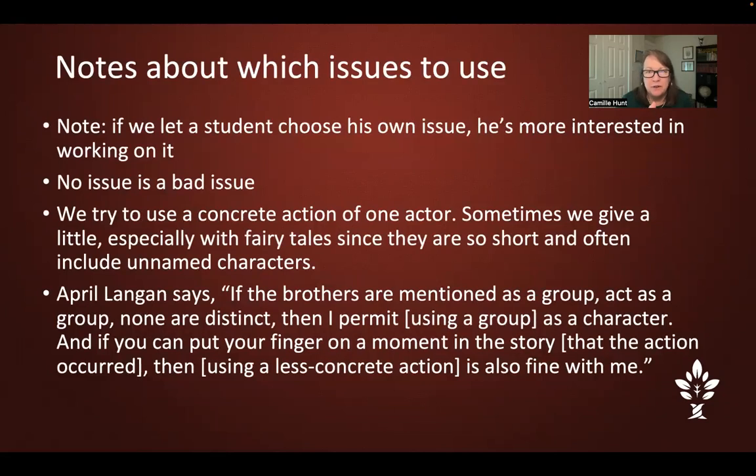And note about issues too. I get asked this a lot in forums and Q&A sessions and workshops. Here are just some notes. If we let a student choose his own issue, he's more interested in working on it. If we work with him, if we check his character action list and let him choose his own character action pair, he's choosing something he wants to think about. We often choose things that are analogous to our real lives. And so a student will, so he's not asking about himself, about something where he has a personal stake in the outcome of the issue.